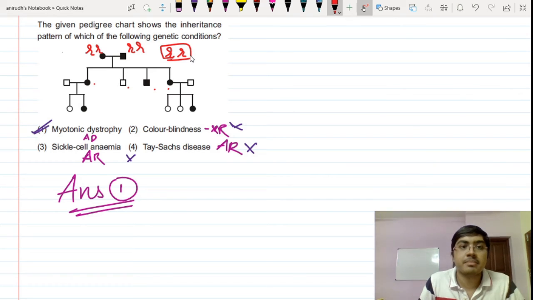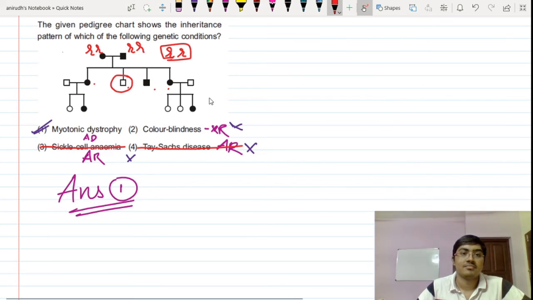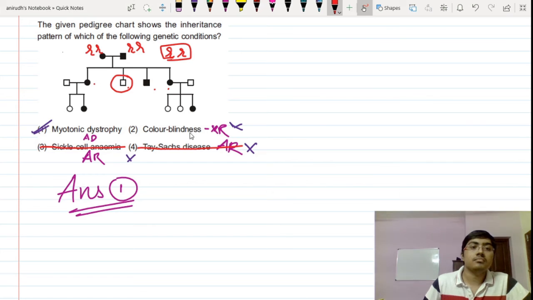If this is the only possible combination, then every child of these two parents should have the disease. But I see that this person is not having the disease. This male is not having the disease. So therefore, my pedigree is not autosomal recessive. So this option is ruled out. This option is also ruled out. Now, as I said, X-linked recessive is not possible over here, isn't it?